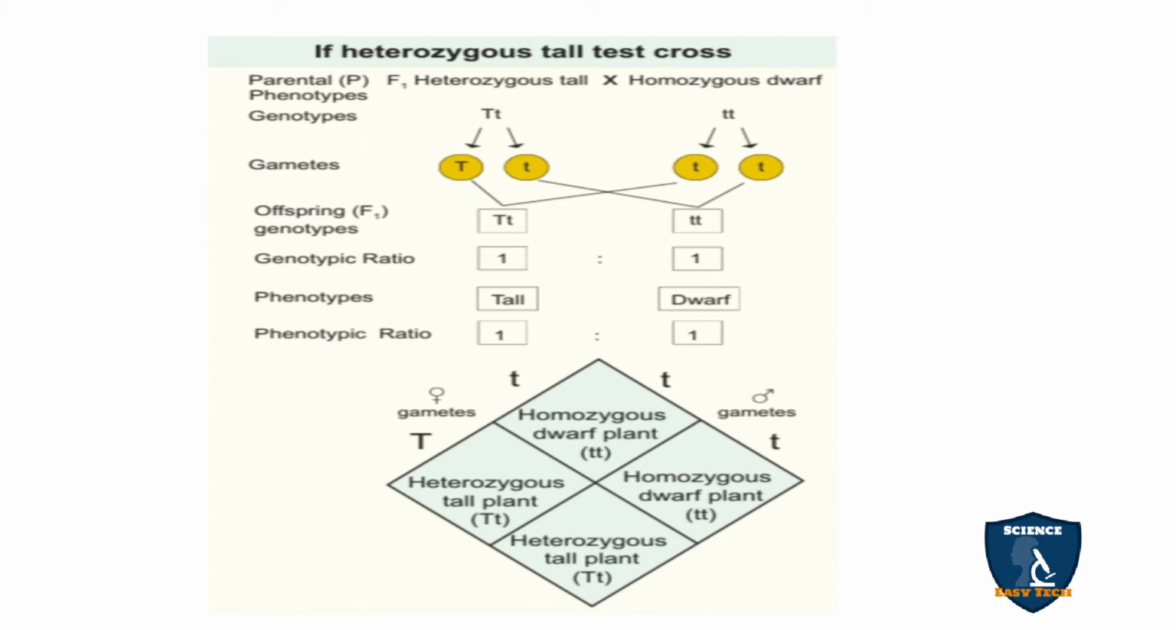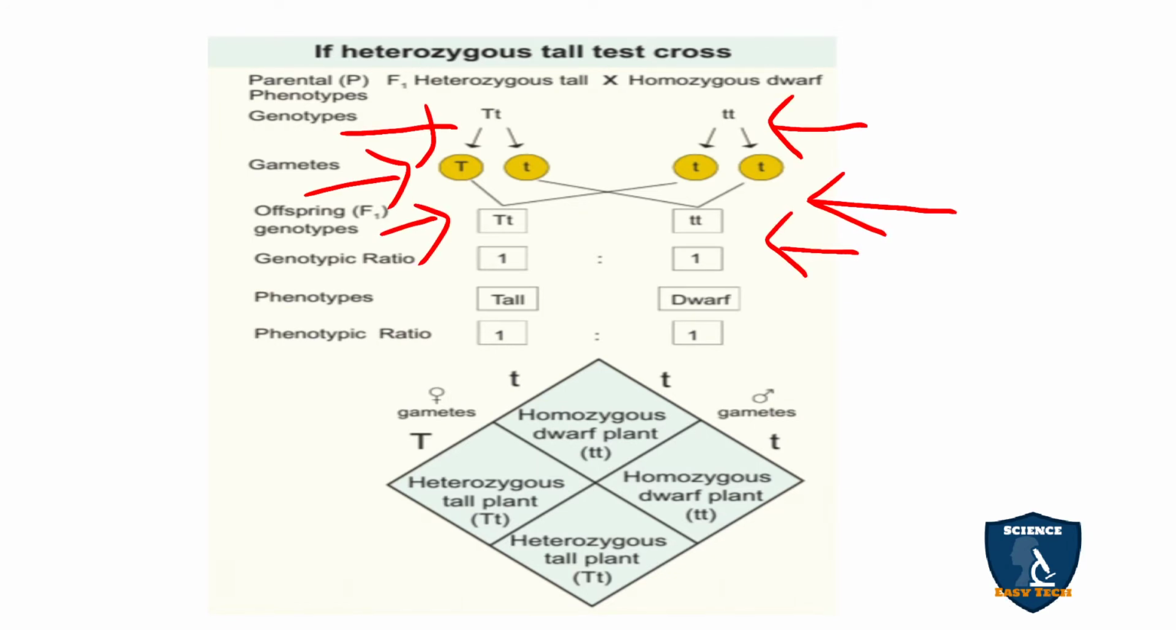This is taken from the F1 generation, capital T small t, that is heterozygous, and it is crossed with the homozygous recessive dwarf, small t small t. The gametes are segregated as capital T, small t, and here small t. When it is crossed, you get equal numbers of capital T small t and small t small t, that is heterozygous tall and homozygous recessive dwarf in the ratio 1:1. Phenotypically and genotypically the same ratio comes here, 1:1.